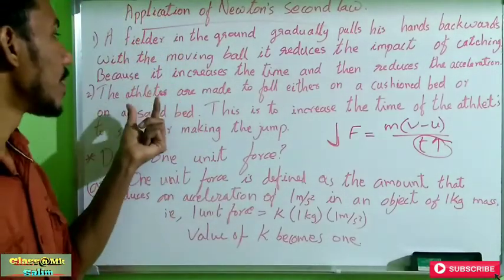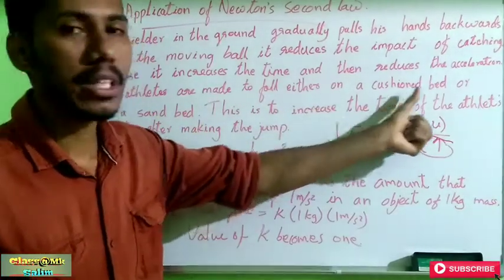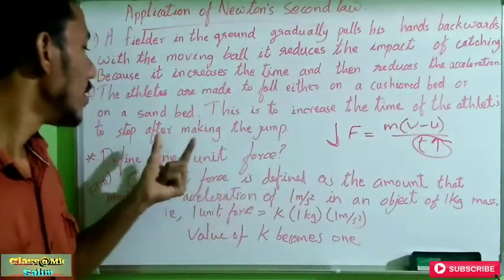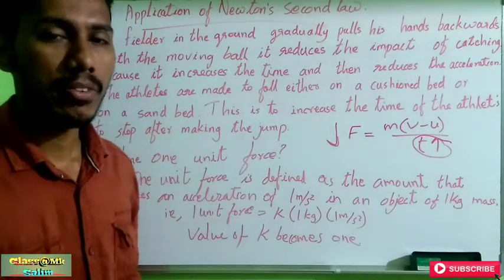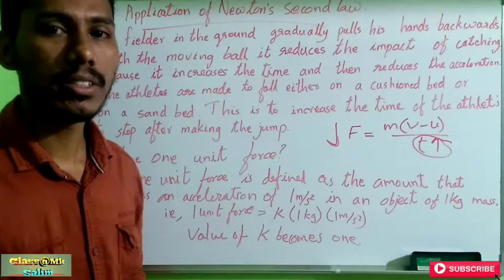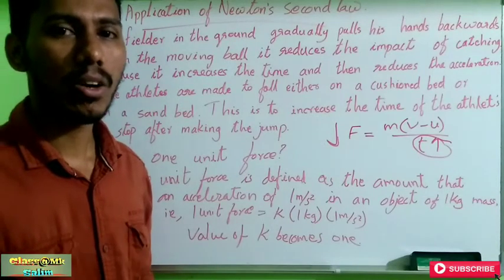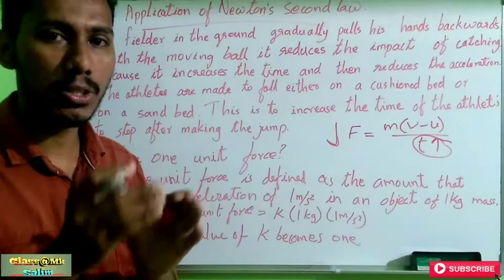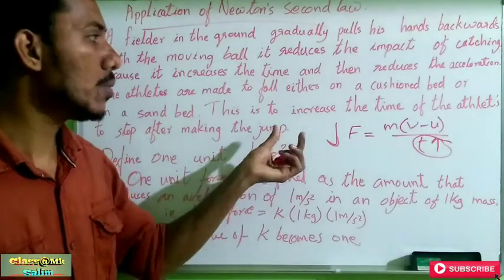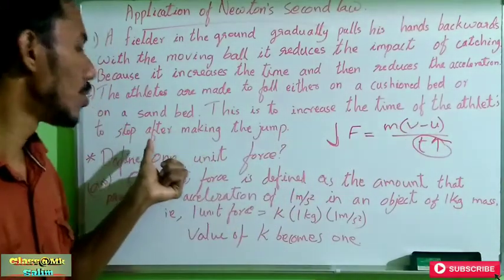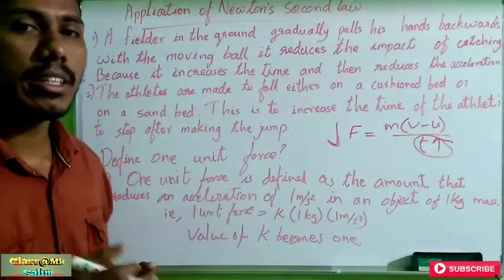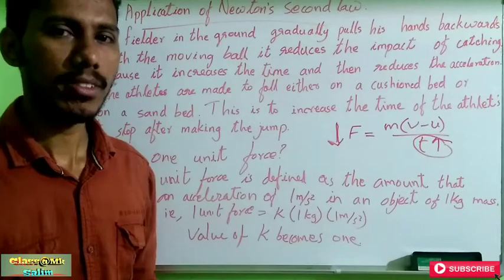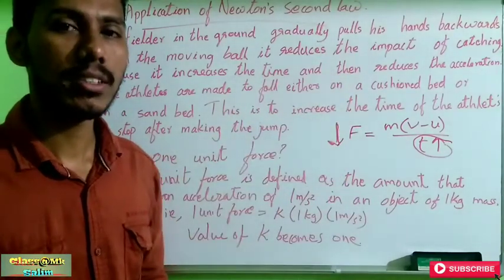Also, another application. Athletes are made to fall either on a cushion bed or a sand bed. This is to increase the time for athletes to stop after making the jump. When an athlete jumps on the ground, in the case of a high jump or long jump, we provide a cushion bed or sand bed to increase the time of stopping. It reduces the impact produced between athletes and ground. So these are the two applications of Newton's second law.